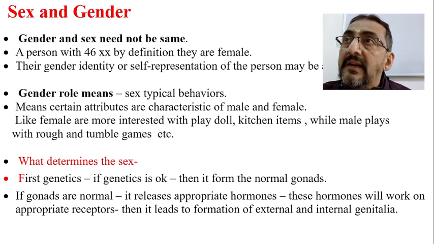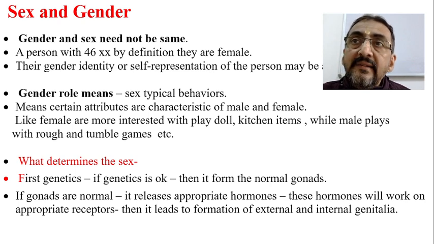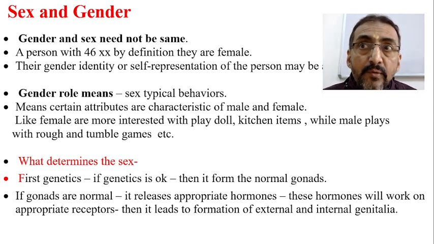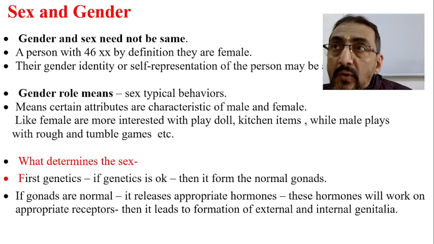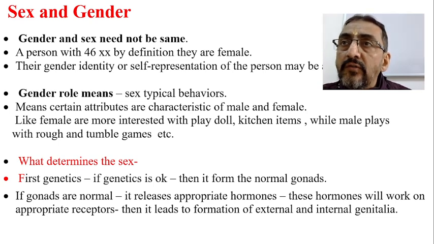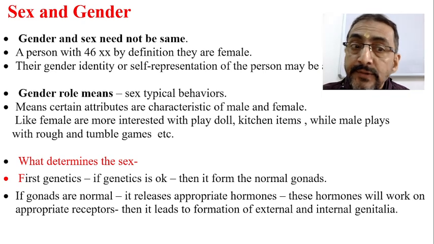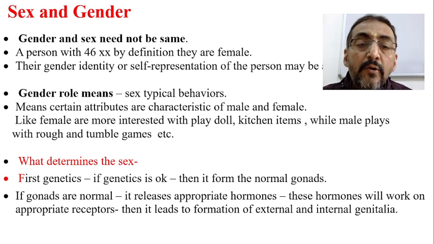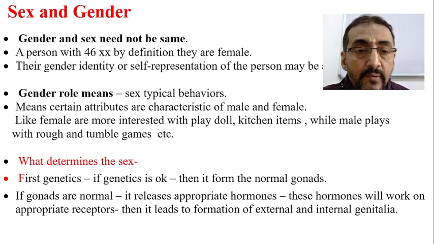First, you start from the genetics, XX and XY. That means the genotype is normal. If the genotype is normal, the gonads are normal. If the gonads are normal, then they release the appropriate hormones. The testes produce testosterone and the ovary produces progesterone, follicle stimulating hormone, etc. These hormones will work on appropriate receptors. Then this leads to the formation of the different external and internal genitalia. Okay, I think up to this is clear.